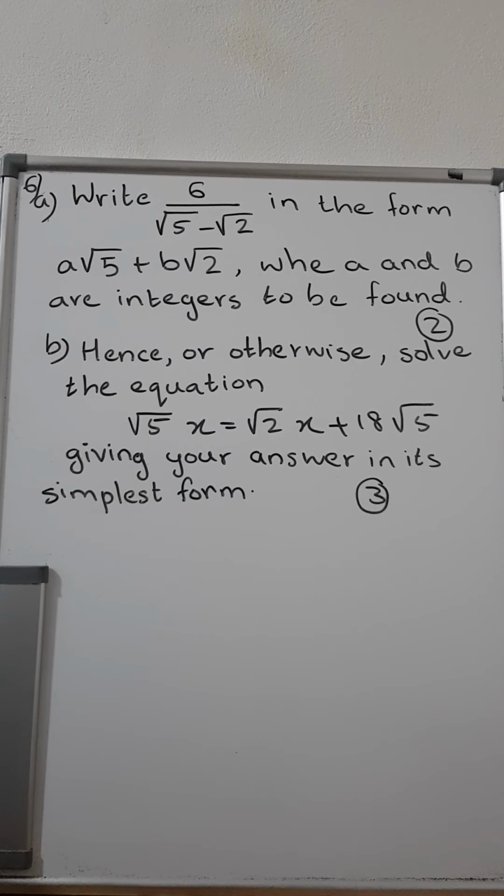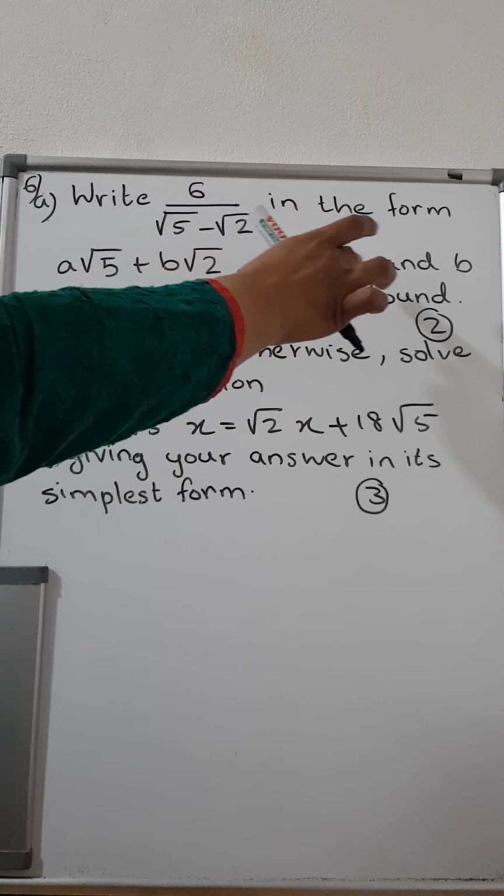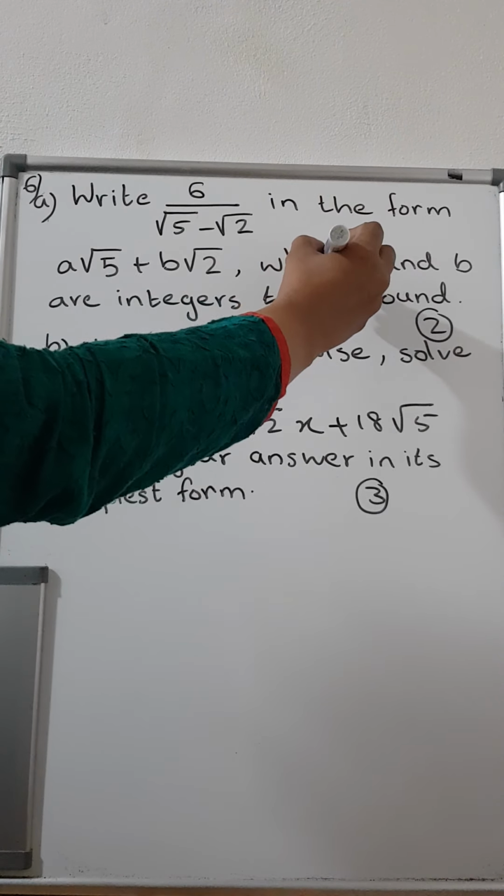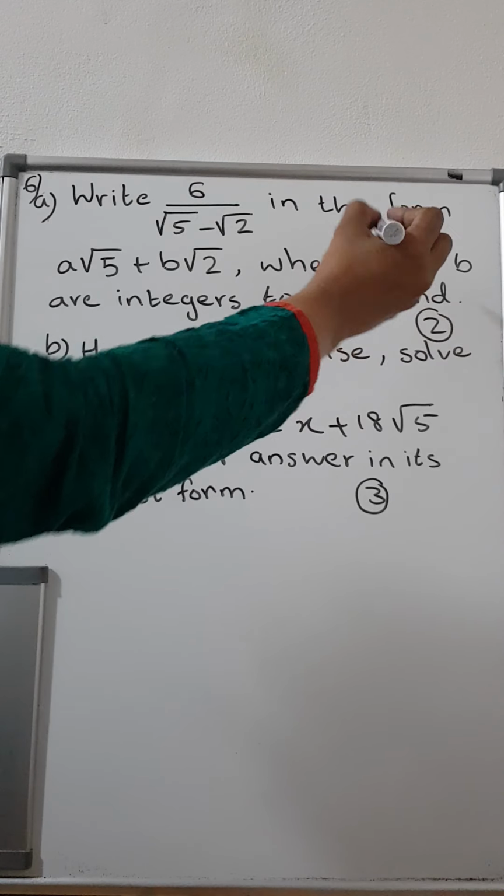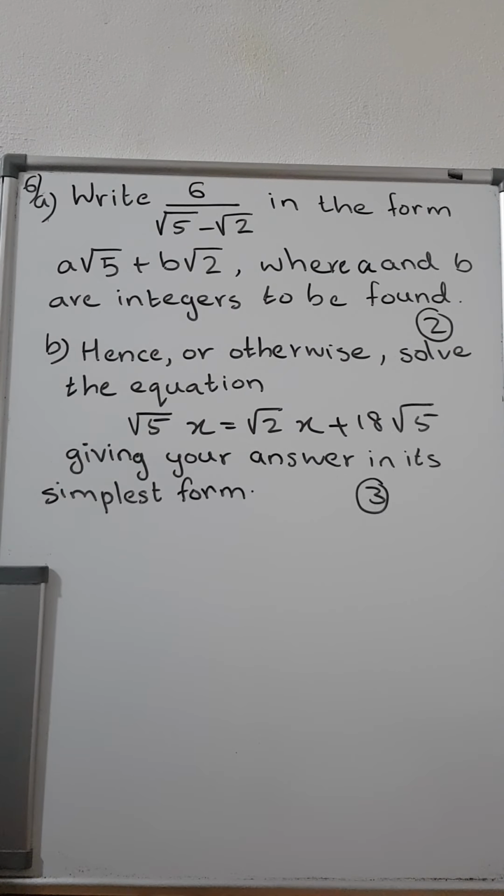Let's see our sixth question. Write 6 divided by root 5 minus root 2 in the form a root 5 plus b root 2, where a and b are integers to be found. So you see, the question carries 2 marks. Let's try.